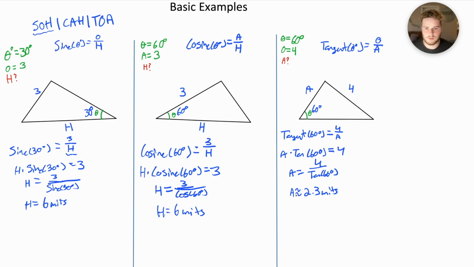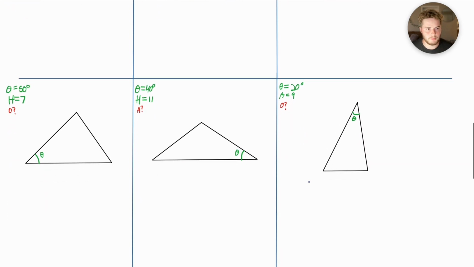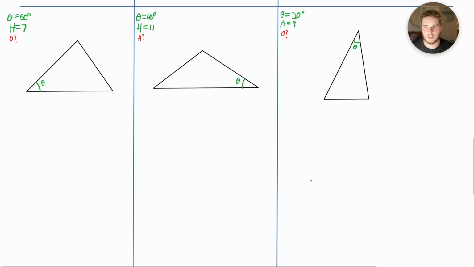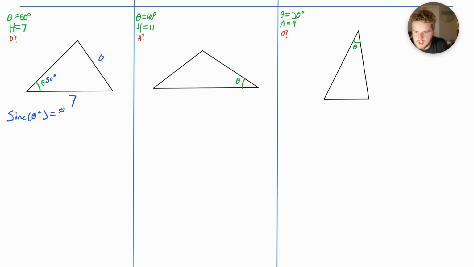So we have some more examples. A big part of trigonometry is just practice, practice, practice. The more problems you do, the more comfortable you will become with them, and the easier they will be over time. So looking at this triangle, we're given that theta equals 50 degrees, hypotenuse equals 7, and we're looking for the opposite, which is over here. So we know that we have the hypotenuse and we want the opposite, so we're going to be using sine here. So we know that sine of theta degrees equals opposite over hypotenuse.